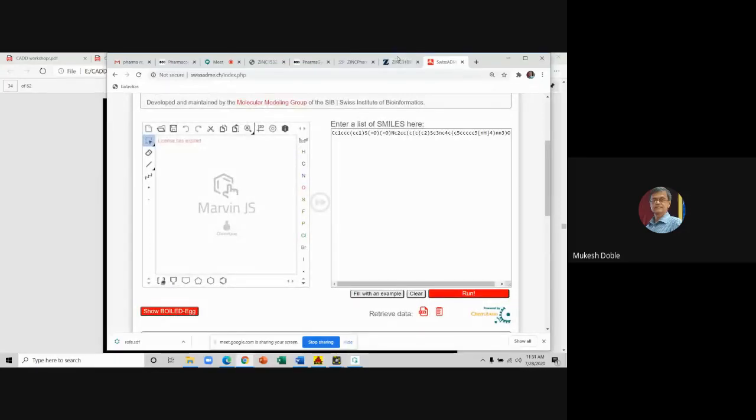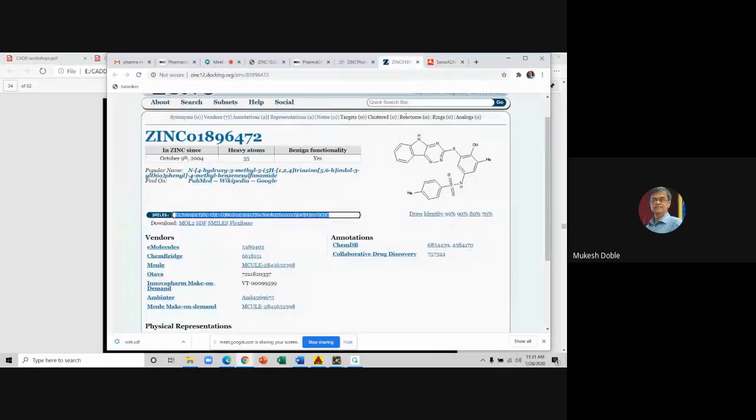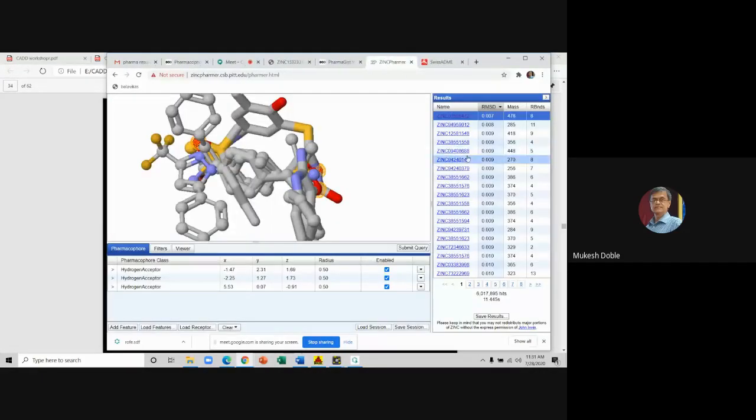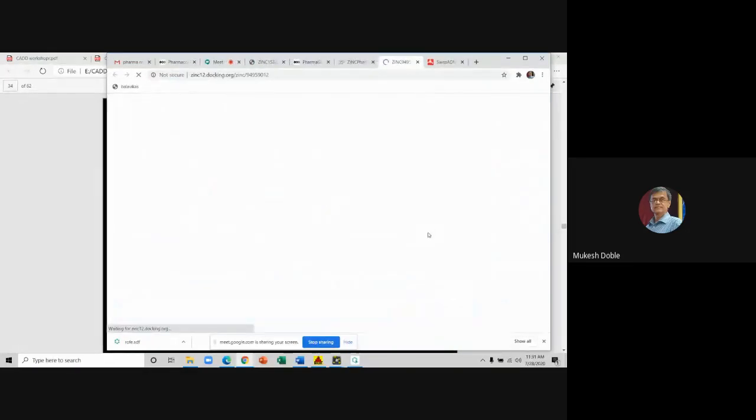Now let's look at the second molecule in that list. Okay, that's the first molecule. Let's look at the second molecule in that list, which also has good RMSD. Okay, the second one, mass is quite low. Unlike the first one, where mass is high, this mass is low. Let's look at that molecule.